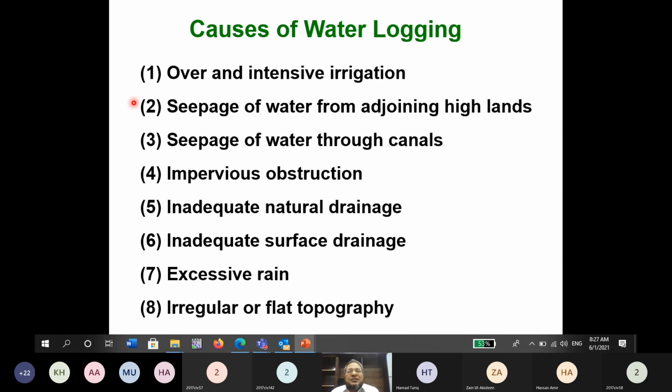The second is seepage of water from adjoining highlands. Actually, these are explained in the next slides. Here I will just give you the names. Number 3, seepage of water through canals. The next is impervious obstruction. The next is inadequate natural drainage, inadequate surface drainage, and the excessive rain, and the irregular or flat topography.